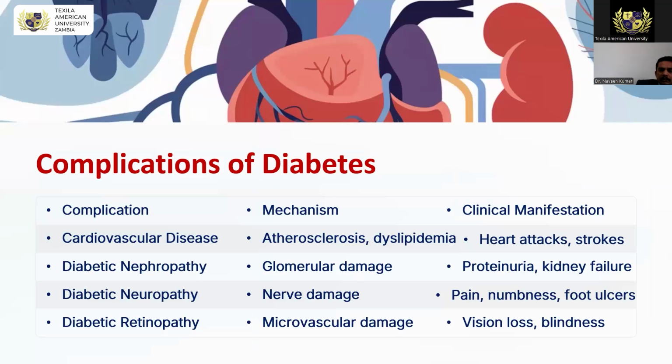And the complications of diabetes, particularly the vascular system, will be affected, like cardiovascular diseases such as atherosclerosis and dyslipidemia. The lipoprotein levels will be imbalanced, and the LDL levels will be increased, leading to heart attack and stroke. And the combination of diabetes and hypertension is a very bad and deadly combination, which causes a lot of damage to the heart as well as the brain and other systems, such as in diabetic nephropathy.